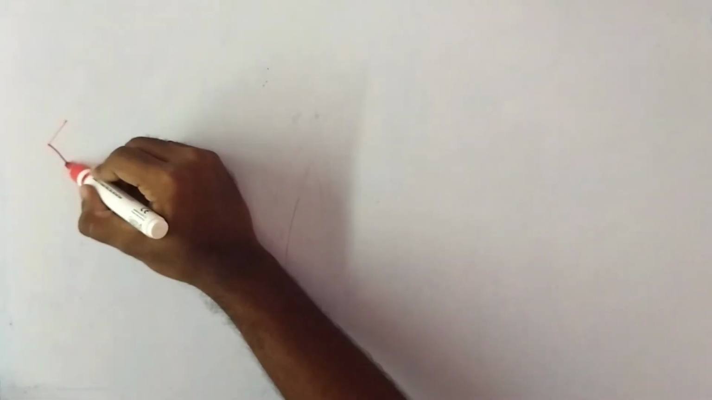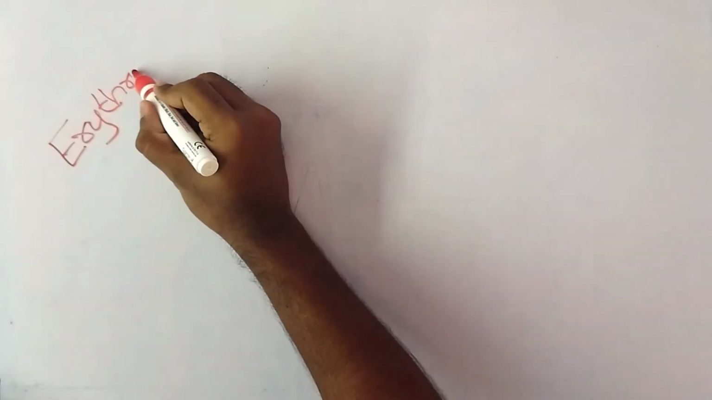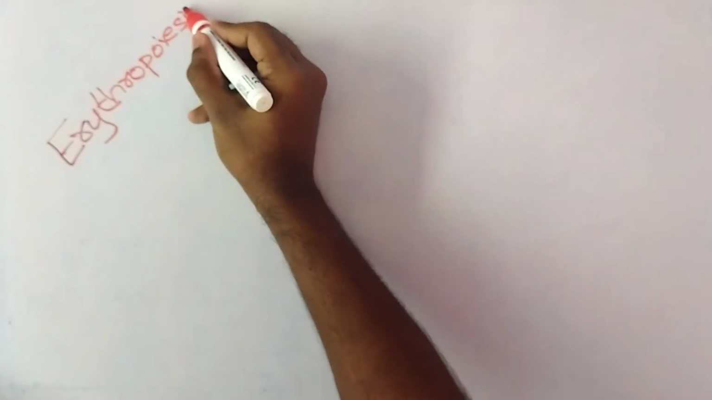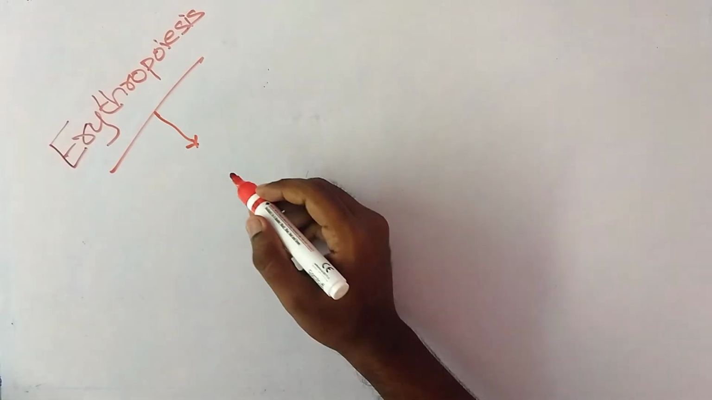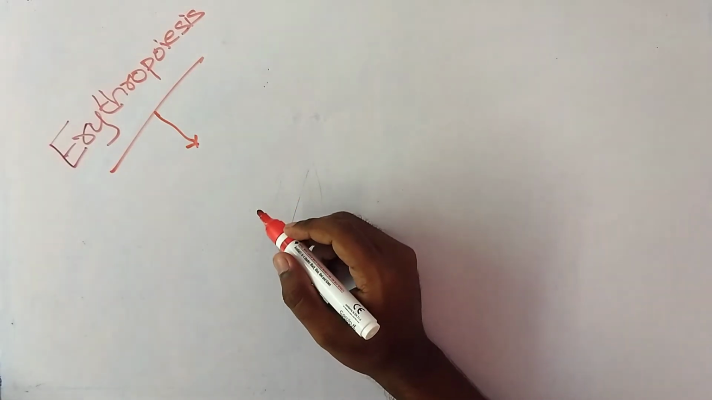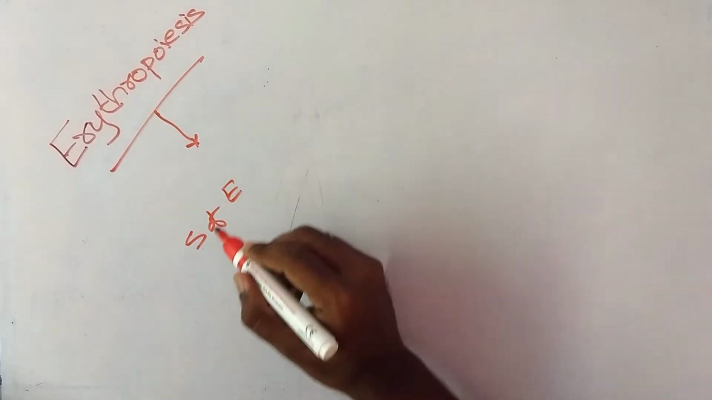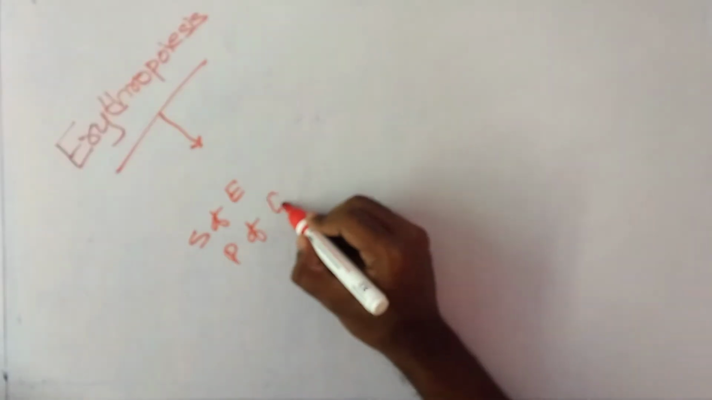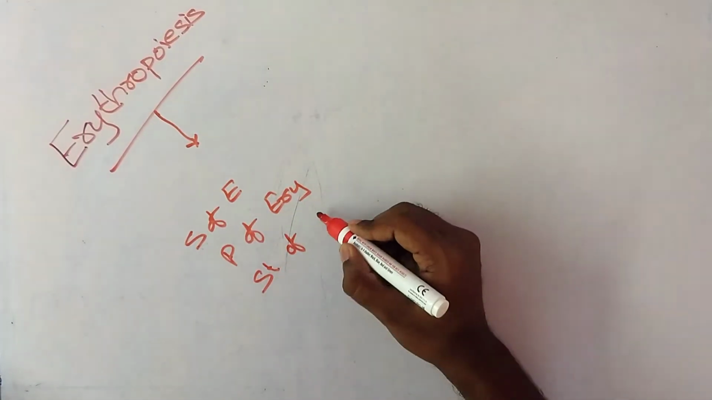Good evening all. Today our class is about erythropoiesis. We will divide this topic into two parts, because in this topic we have a chance of getting two types of questions. First one is site of erythropoiesis, along with process of erythropoiesis and stages of erythropoiesis.